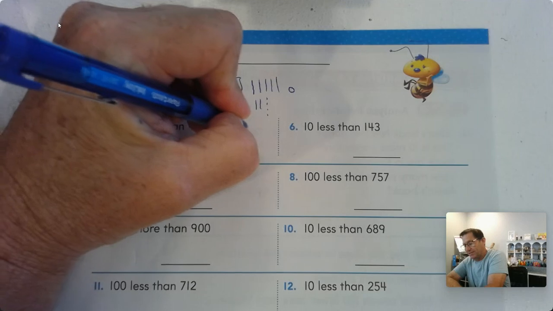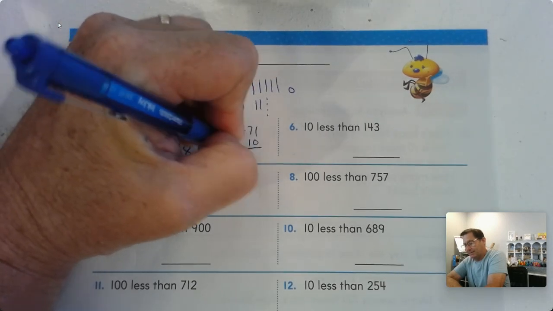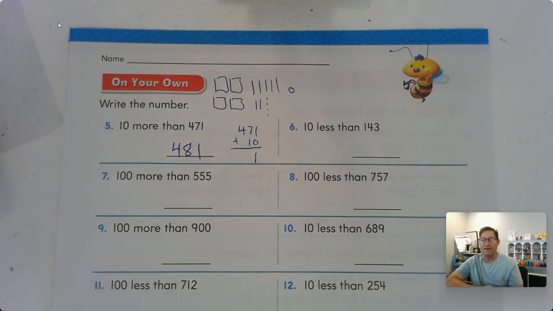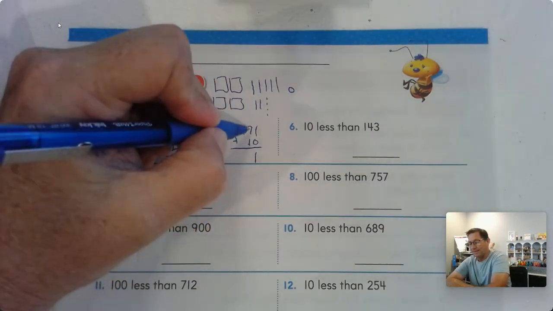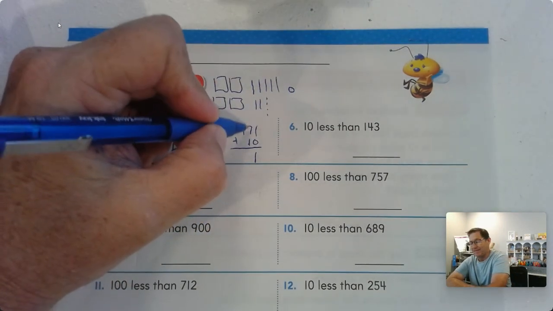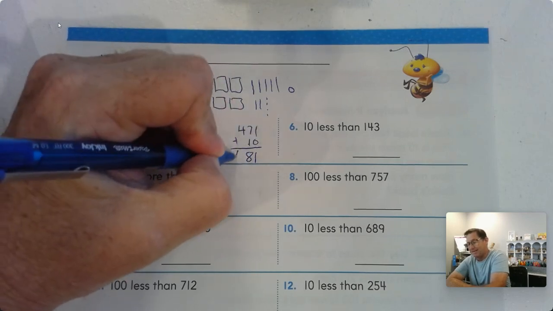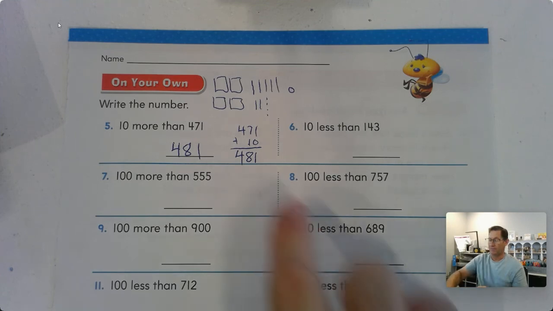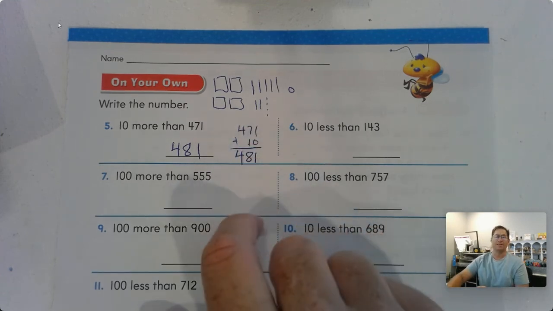So if we were showing this mathematically, this would be our addition problem. Our ones place doesn't change. We're adding 1 ten to the 70. 70 plus 10 is 80. And we're not adding anything to the hundreds. We're not changing the hundreds. The only thing we changed was the 10s place.